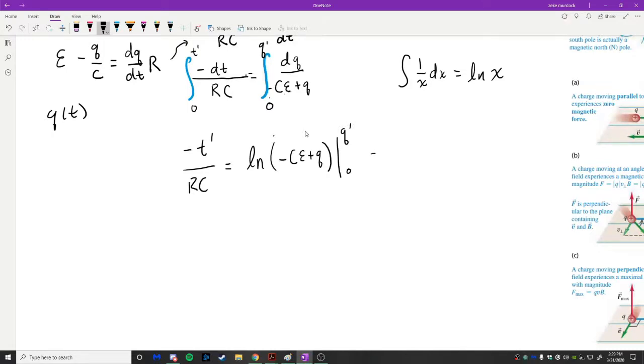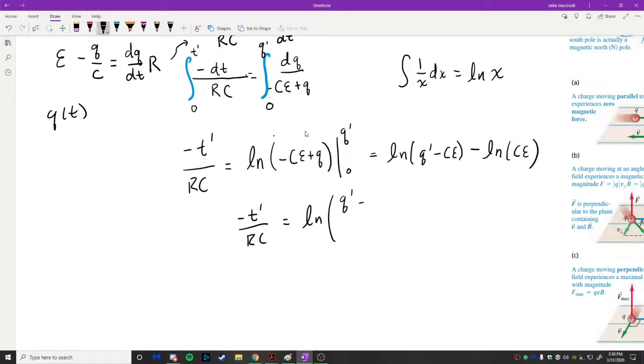Okay, let's fill out what this is. I don't want to skip too many steps. So it's going to be the natural log of Q prime minus CE, and then minus, we plug in Q equal to 0, we get the natural log of just CE. Then using one of the log rules, this becomes the natural log of the ratio of Q prime minus CE divided by CE.